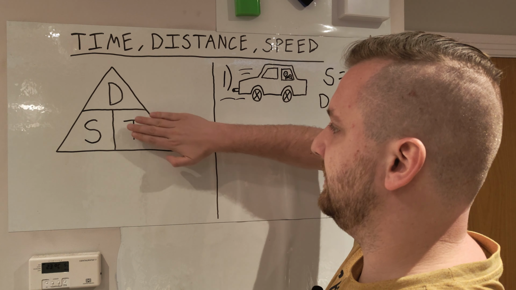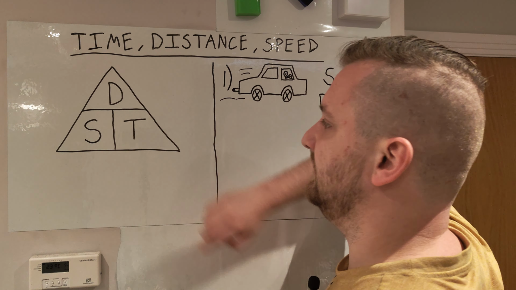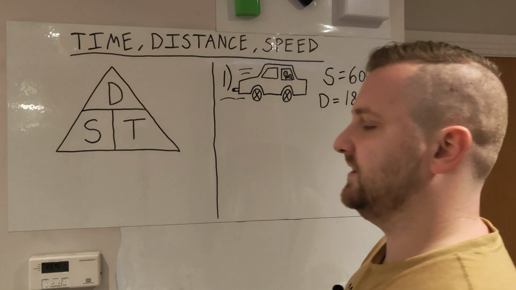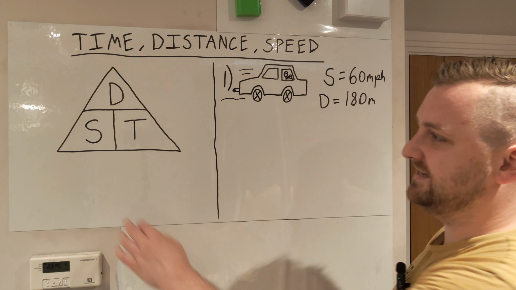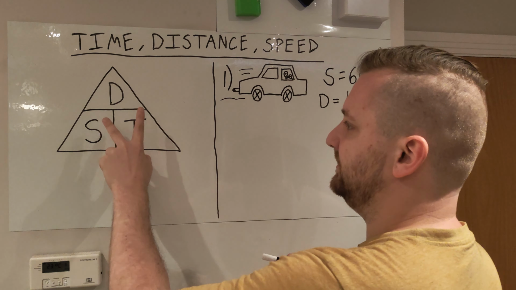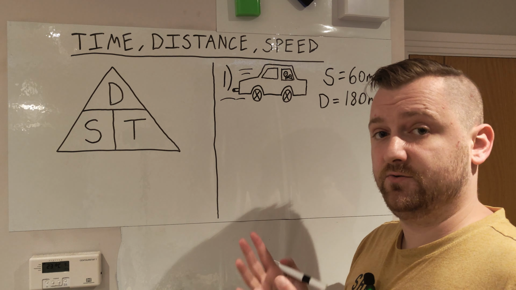So if we wanted to work out time, it'd be distance divided by speed. And then if we wanted to work out speed, it'd be distance divided by time. So it's quite, I guess, a nifty, I mean, who says nifty? But it's kind of a nifty triangle, quite useful, and it shows you how to multiply or divide to work out distance, speed, or time.